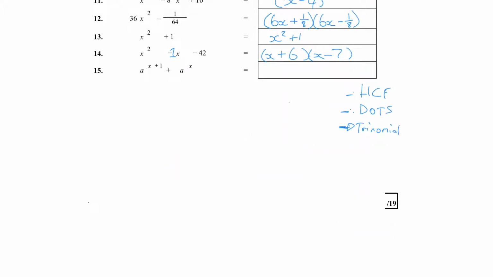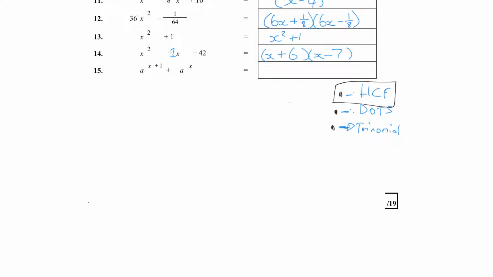Okay, question 15, which had the most requests out of all of the questions, and I can understand why. The exponents suddenly changed the game a little bit. We're still looking at highest common factor, difference of 2 squareds, or trinomial. Let's rule out difference of 2 squareds because it's an addition, not a difference, plus not a minus. And it's not a trinomial because there are 2 terms, so we must be dealing with highest common factor.